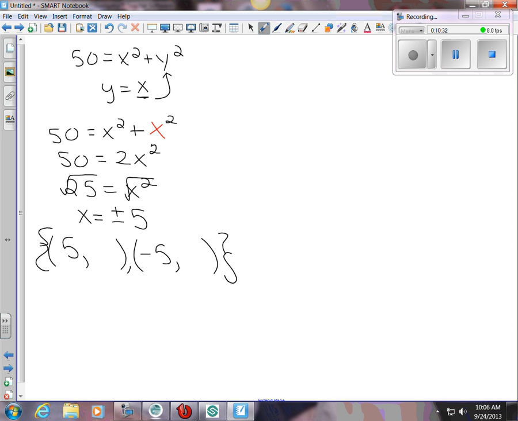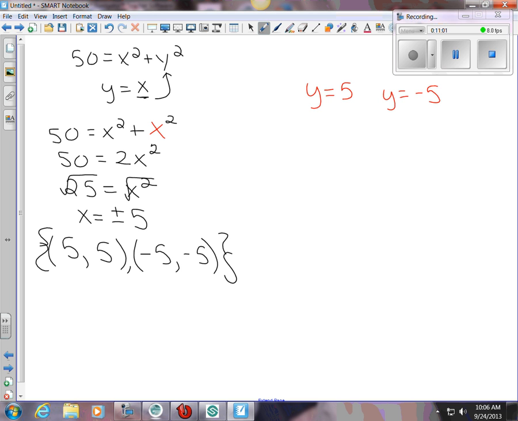What do I need to find? I need to find the y's. Which equation should I use? Probably the y equals x. That'd be the easiest bet, right? So the first one, y equals 5. And the second one, y equals negative 5. So my solutions are 5, 5, and negative 5, negative 5. I have an answer. What if you put the negative 5 without 5? No, then it'd be wrong.